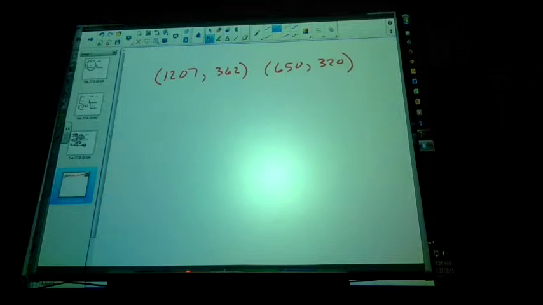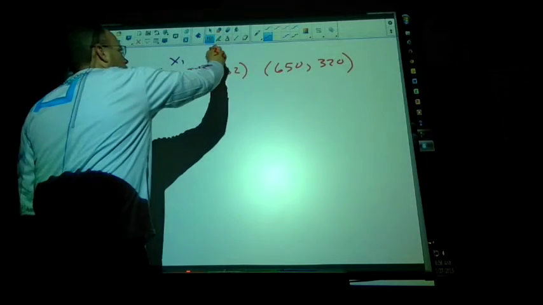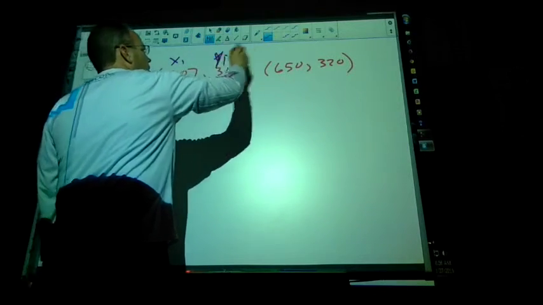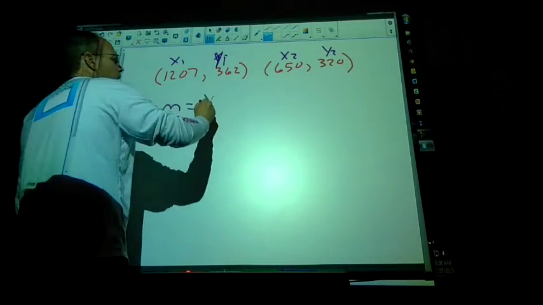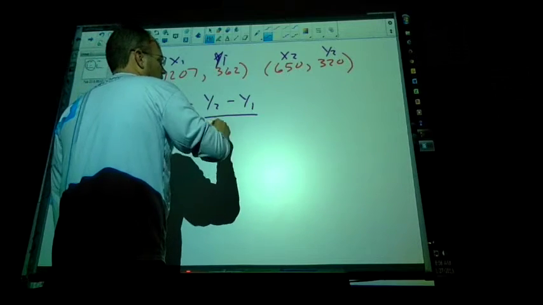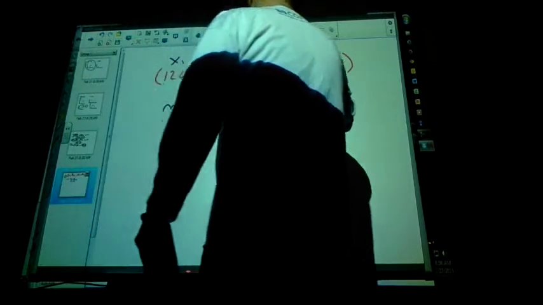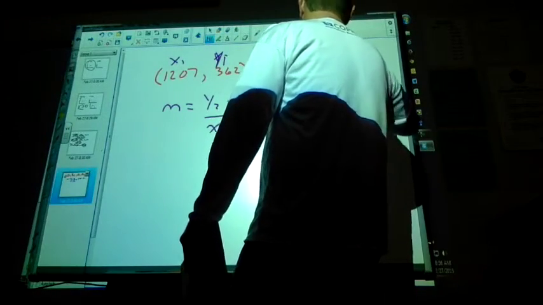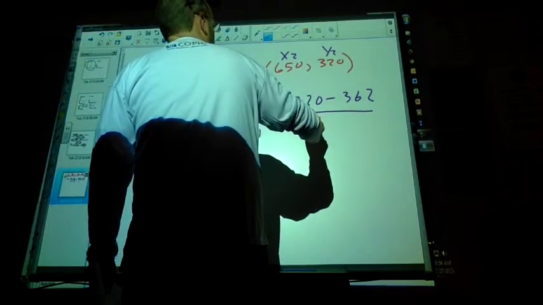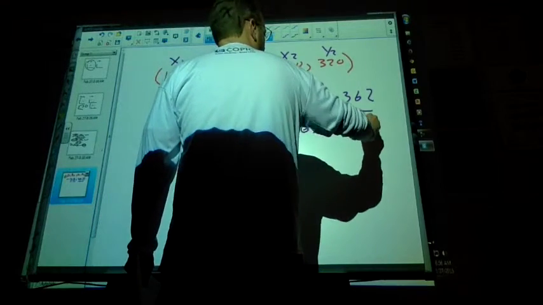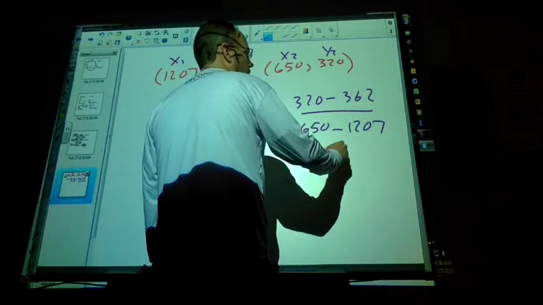If I pick these 2 points and find the linear equation from them, you guys remember from Algebra 1, x1, y1, x2, y2. It's been a while since Algebra 1. Find the slope, which is the change in y over the change in x. You guys remember this? So I'm going to go 320 minus 362 over 650 minus 1207. That's going to get me negative 42 on top.